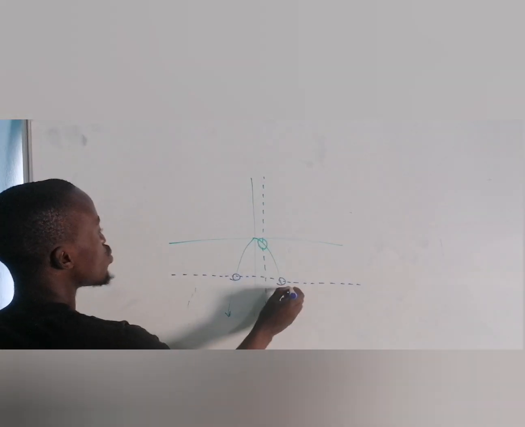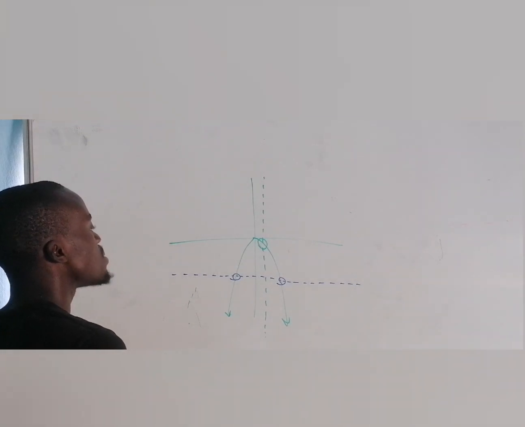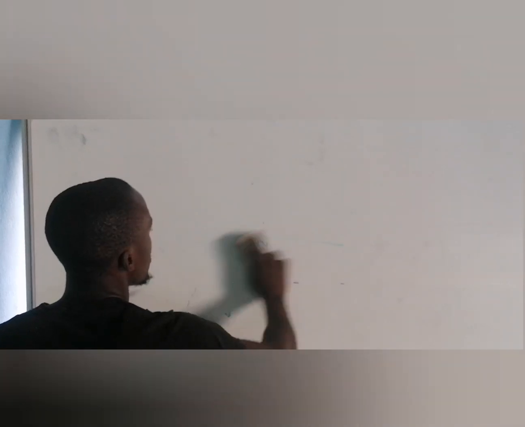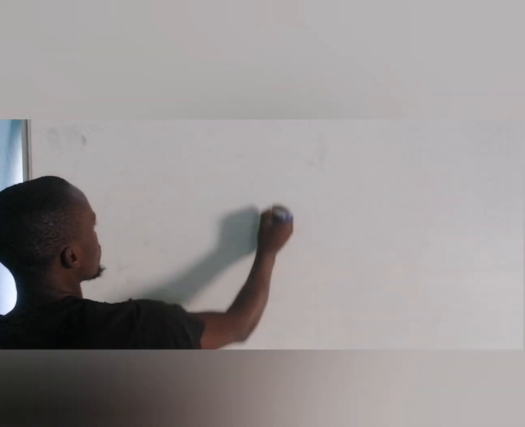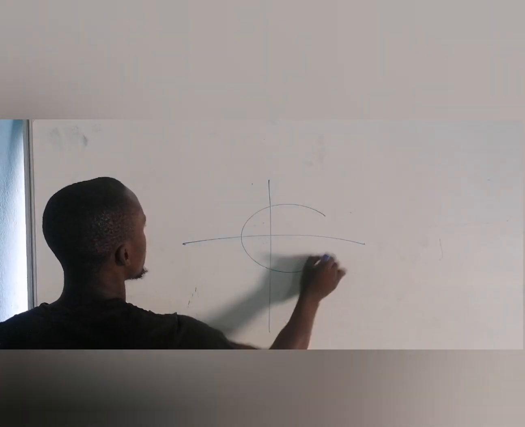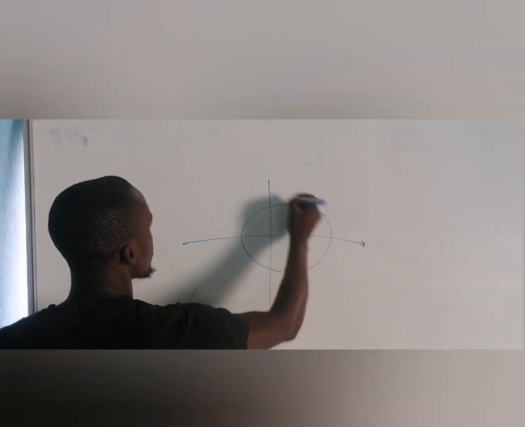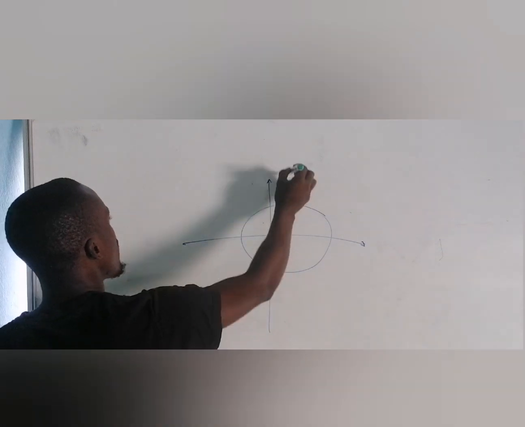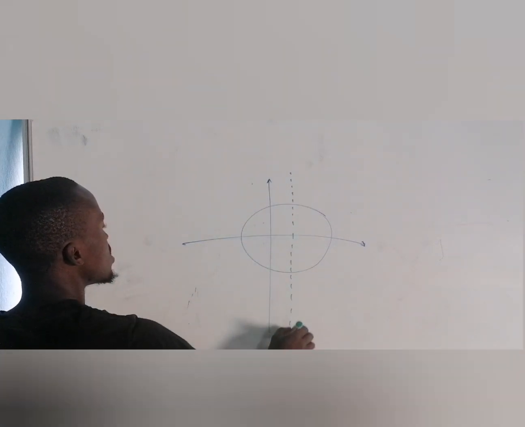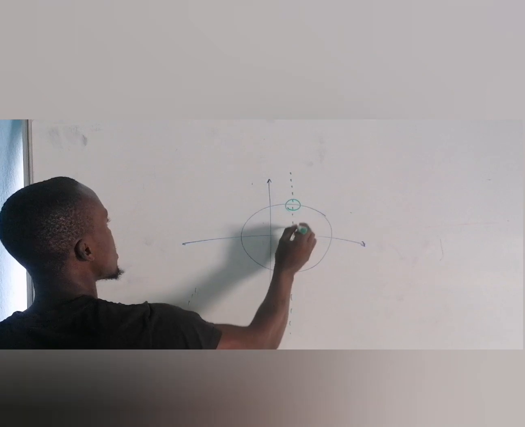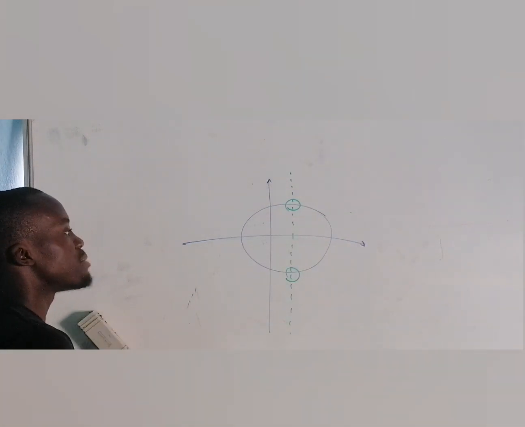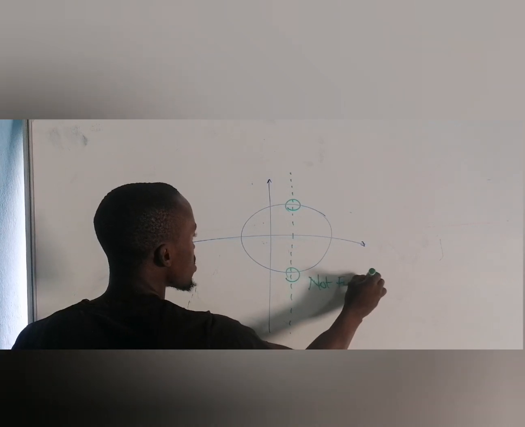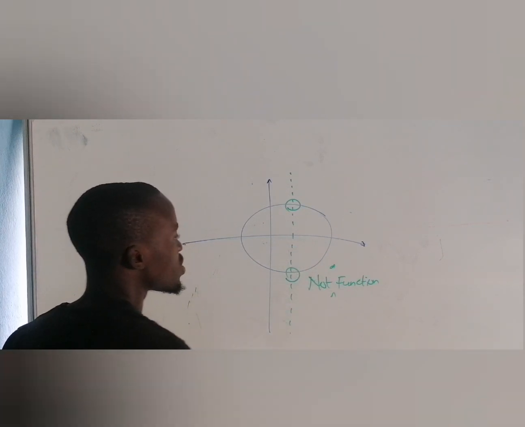It touched the graph 2 times, meaning it's a many to one function. Okay, let me draw another one. It's a graph, but we don't know what type of graph it is. So we use the vertical line test to prove if this graph is a function. Since the vertical line touched the graph 2 times, it is not a function.